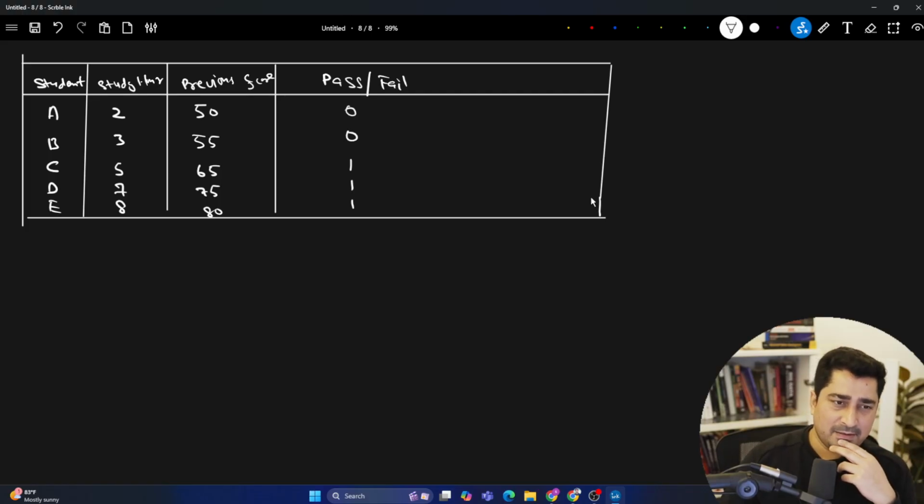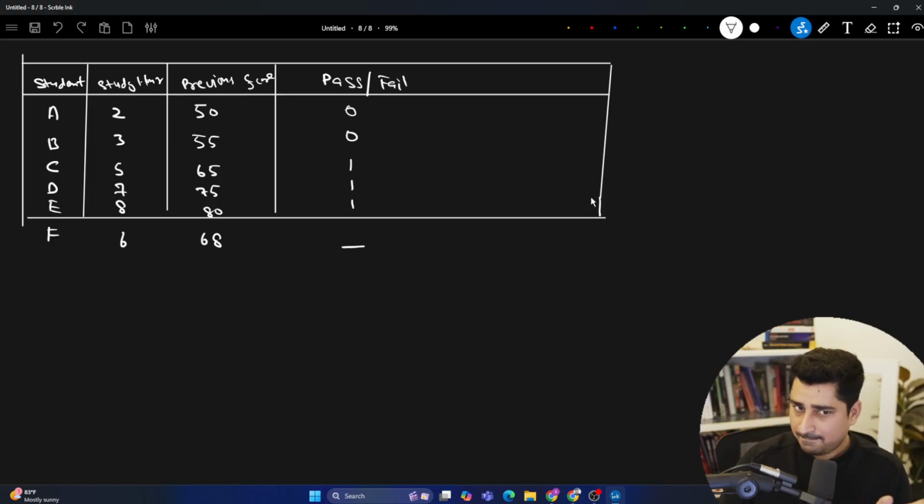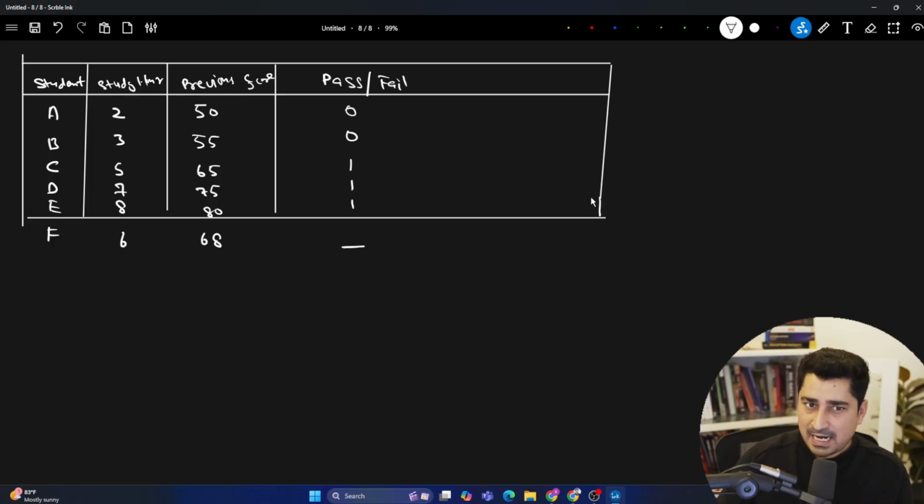Now let's suppose I'm going to introduce a student F. Now this student studied maybe for 6 hours, and his previous score was basically 68, right? Now you have to find out, or you have to do something which will be able to find out whether this student F is going to pass or student F is going to fail. Making sense, guys? The problem statement and the data. Yeah. So I'm talking about a classification problem. We have two classes, pass or fail, as of now.